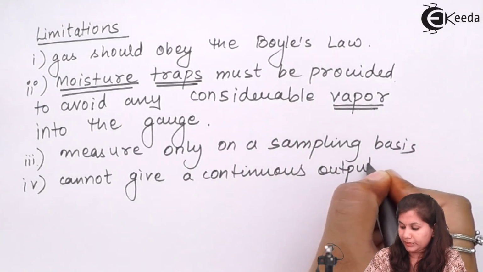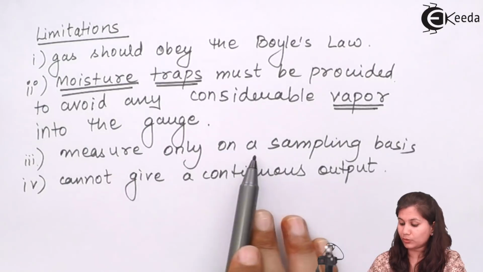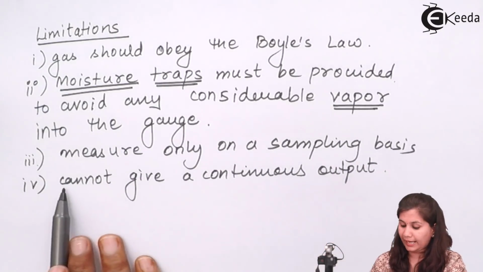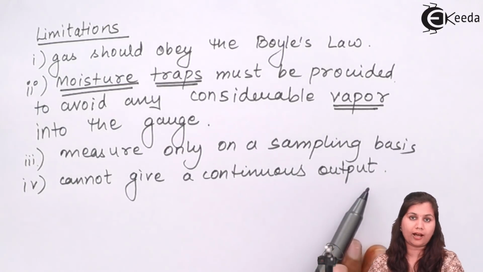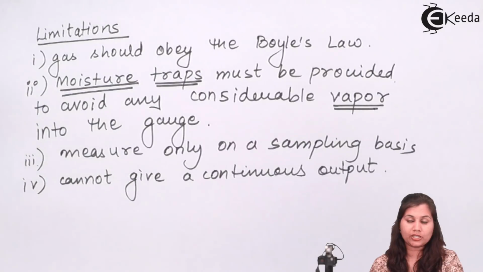The other two limitations are that the McLeod gauge measures only on a sampling basis, and it cannot give a continuous output of the readings. So these are the limitations of the McLeod gauge. If we talk about its application, the McLeod gauge is used for the measurement of low pressures, that is, vacuum pressures.